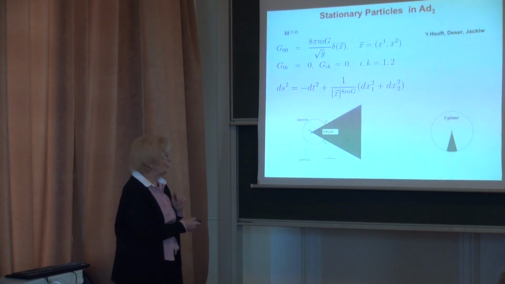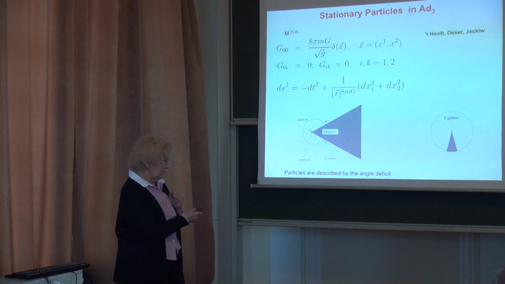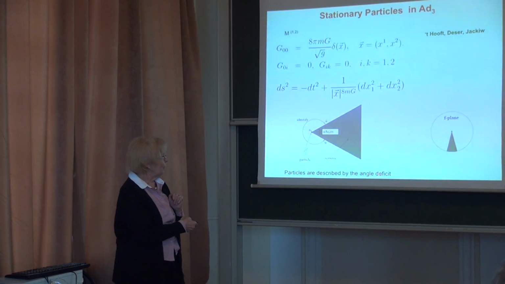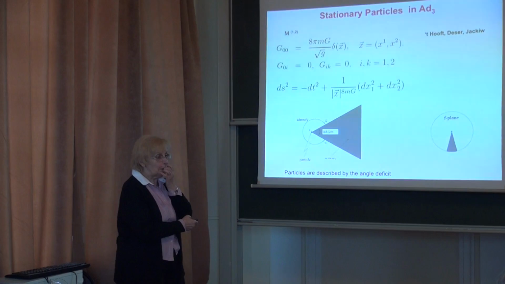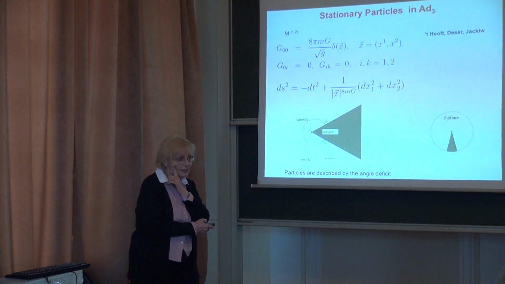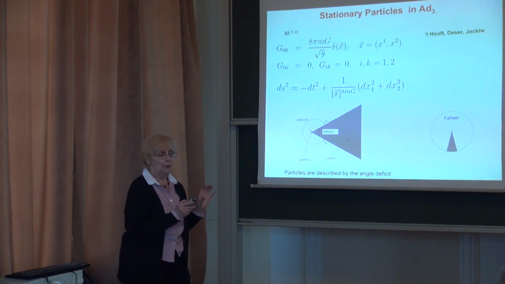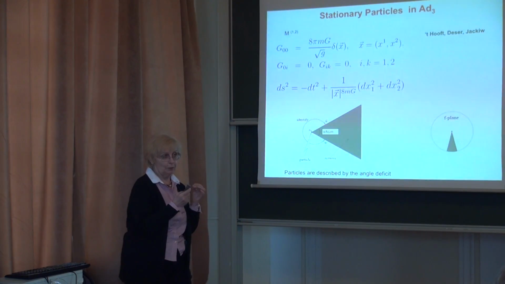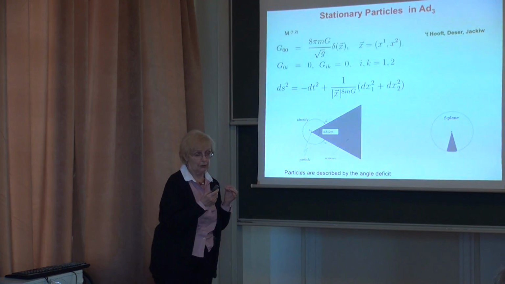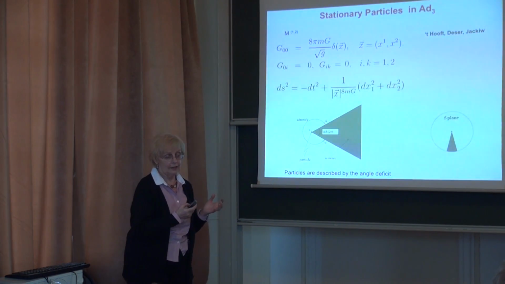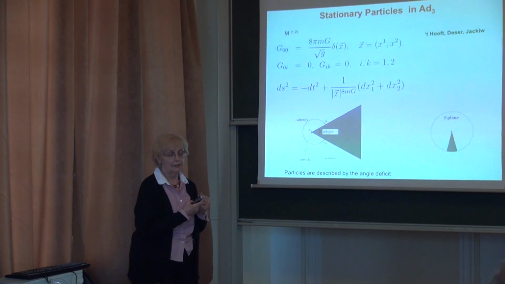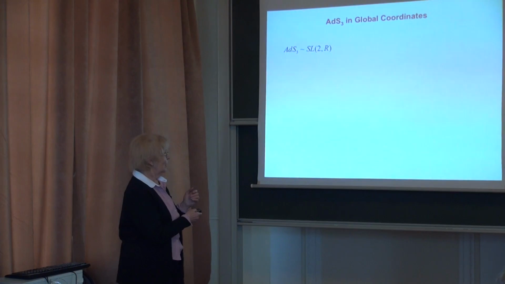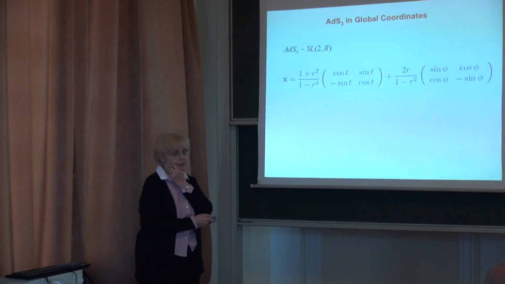And the same is true for de Sitter and anti-de Sitter cases. And we can say that particles are described by the angle deficit. So what I am going to do, I will consider anti-de Sitter space with some conical singularity. To describe the collision of two particles, I will consider two conical singularities and look at what I get on the boundary. And we will calculate the correlator which corresponds to this procedure. All calculations can be done explicitly.